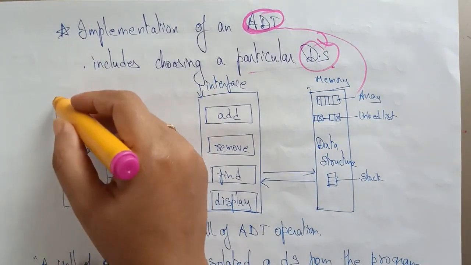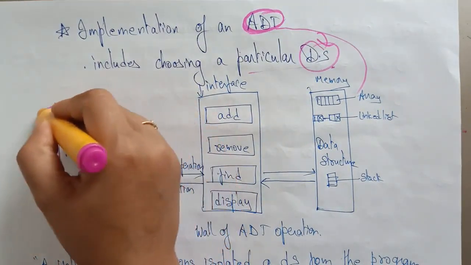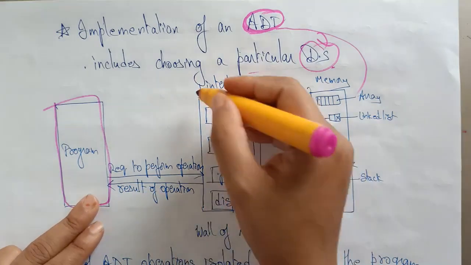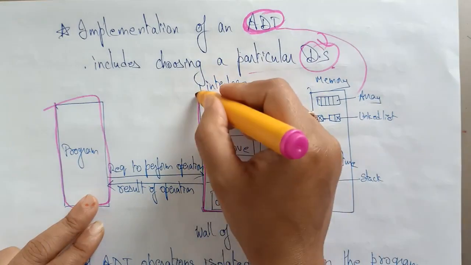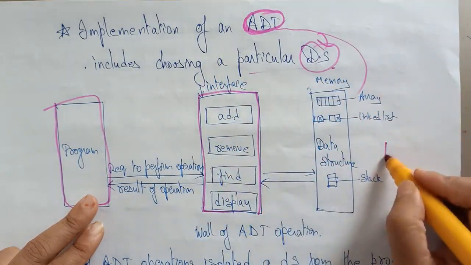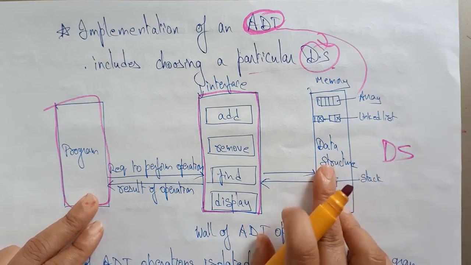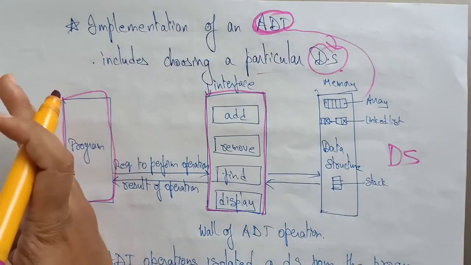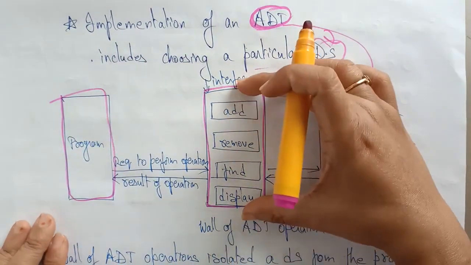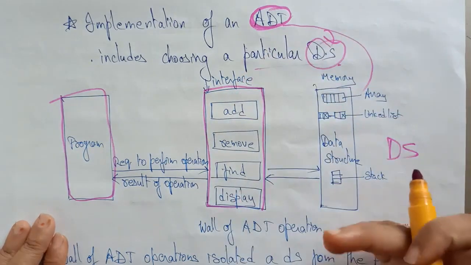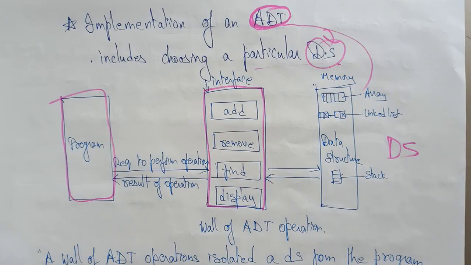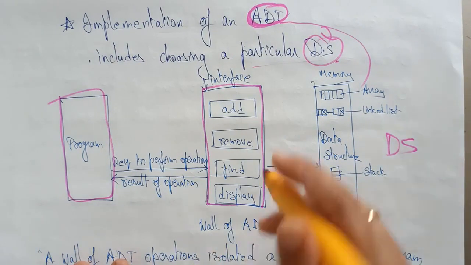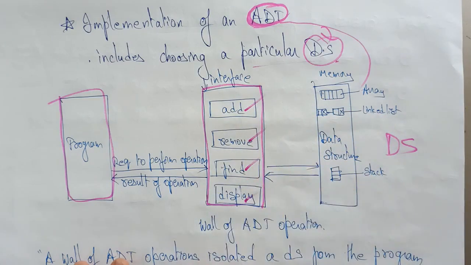See here. Some application program is running on your system. The application program is requesting to perform an operation. Here is a wall of abstract data type which acts as an interface between the program and the data structures. The data structures will be stored in memory. So this abstract data type is acting as an interface between the program as well as the memory. What does this abstract data type consist of? I said an abstract data type consists of a collection of data as well as a set of operations. So here some operations are there in the abstract data type: add, remove, find, display.